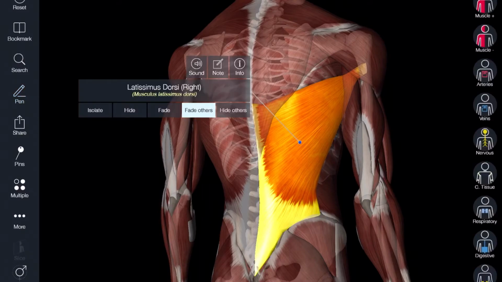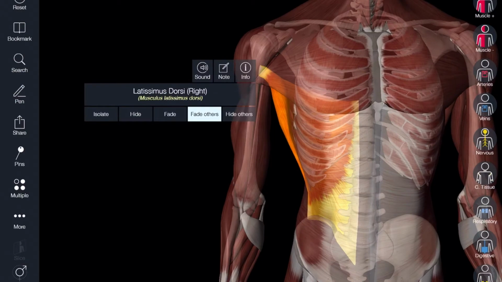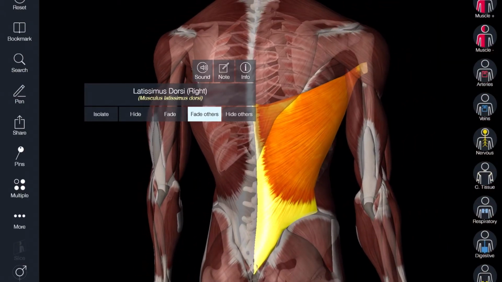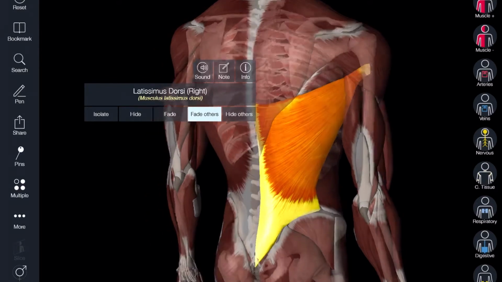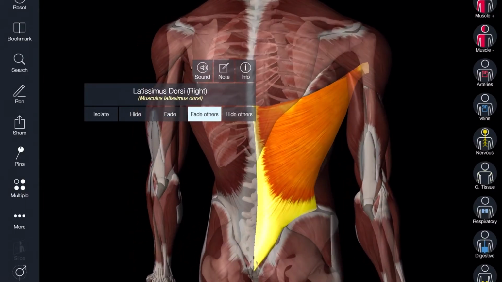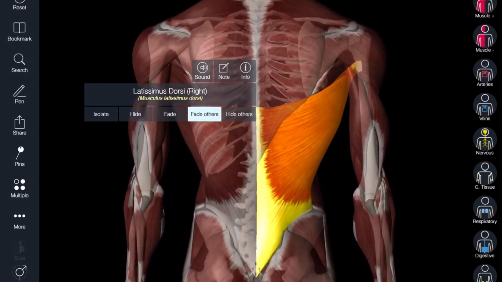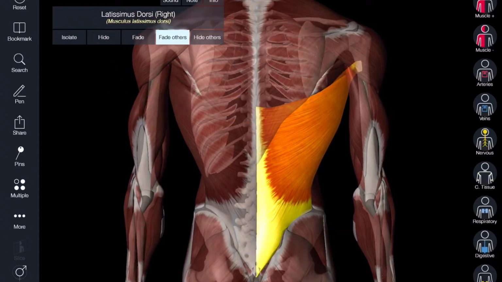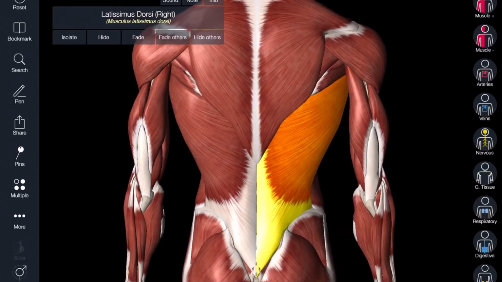The insertion is kind of interesting. So when we look at Latissimus dorsi, one of the things we have to understand to be able to make sense of the movements that it does is how it goes through the armpit region. So let's bring back the other muscles.